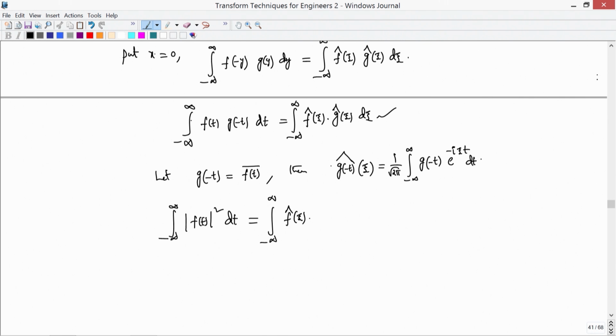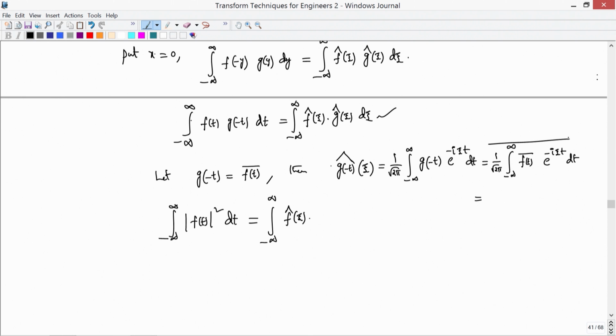Okay. Then, what is g of t? 1 by root 2 pi. Now you can put g of minus t as f of t bar, e power minus i xi t dt.